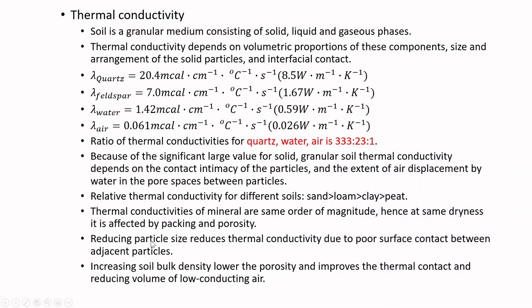Reducing particle size reduces thermal conductivity due to poor surface contact between adjacent particles. So the bigger the size, the better the thermal conductivity. Increasing soil bulk density, lower porosity, improves the thermal contact and reduces the volume of low conducting air. So increasing the bulk density, you increase the thermal conductivity.